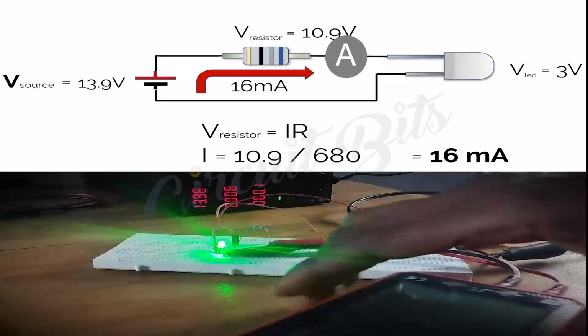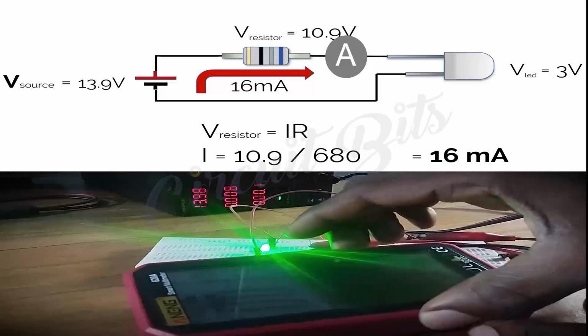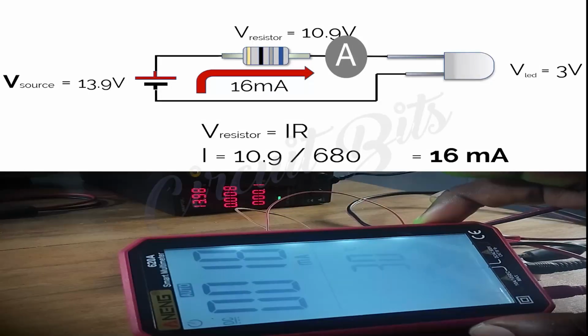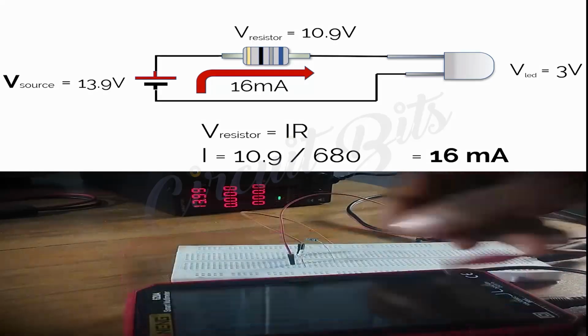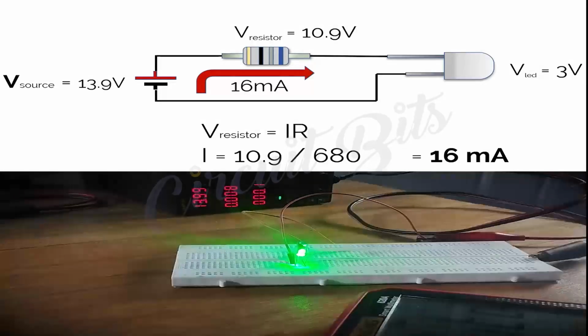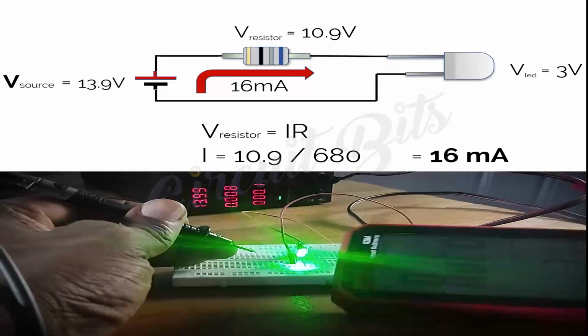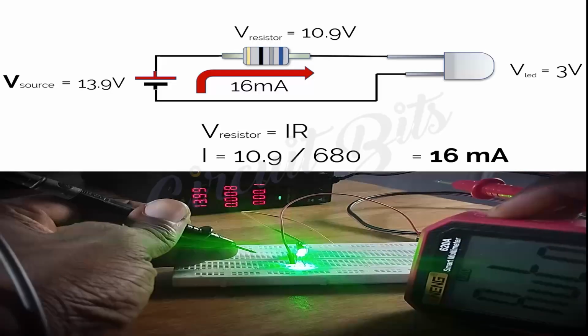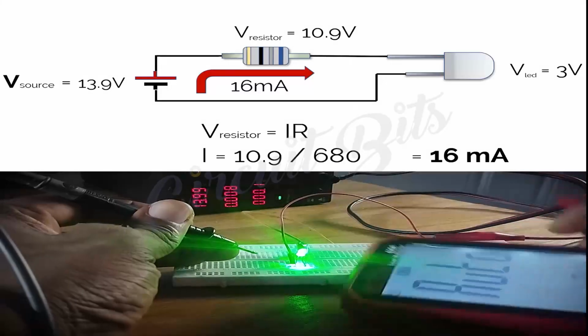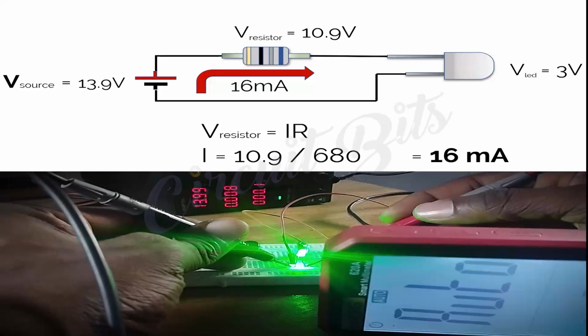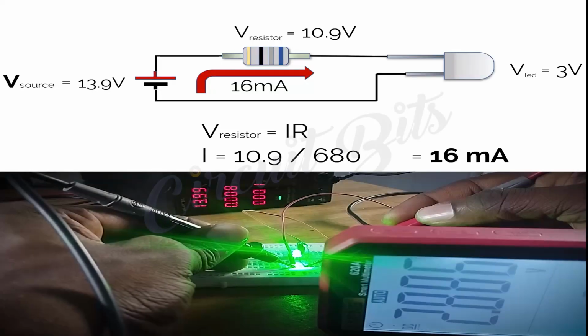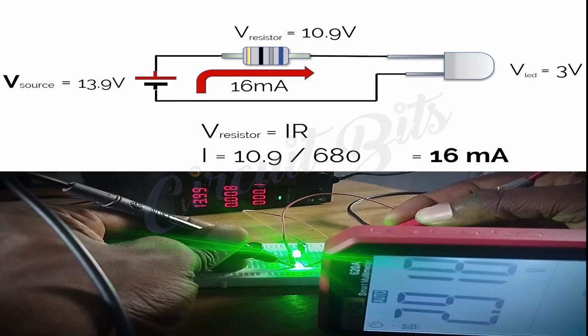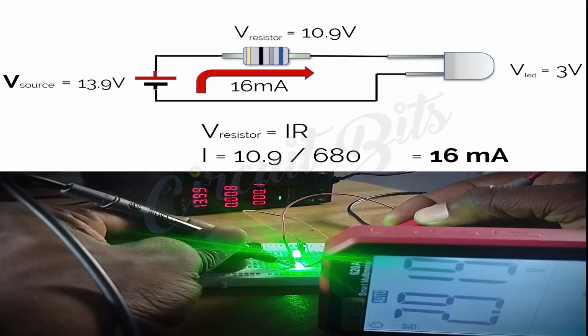After opening up the circuit and connecting the ammeter, we can see we have approximately 16 milliamps going through the LED. Now let's see what voltage we have across the LED. If we bring back our multimeter and read the voltage across our LED, we have roughly 2.9 volts. So that's approximately 3 volts. It's a 3 volt LED, so we would have 3 volts across it.